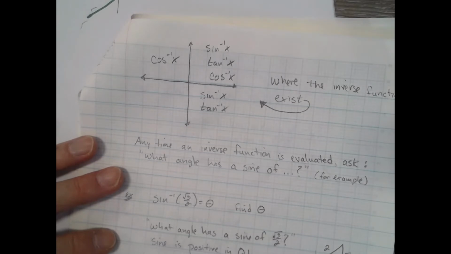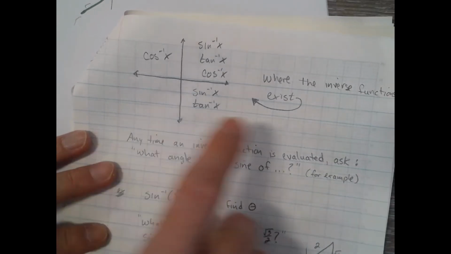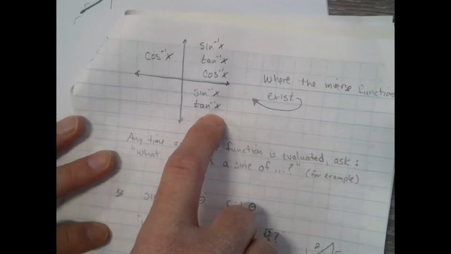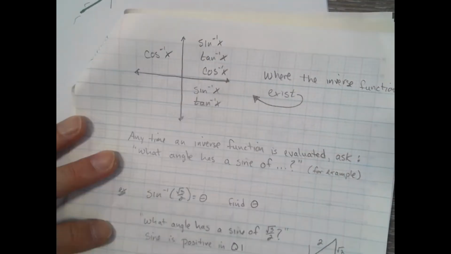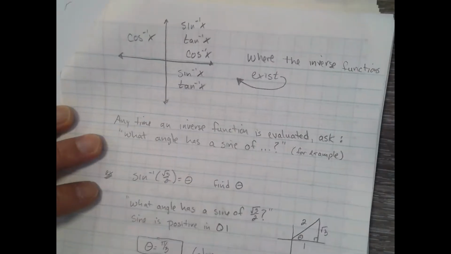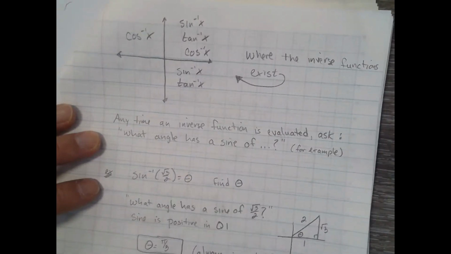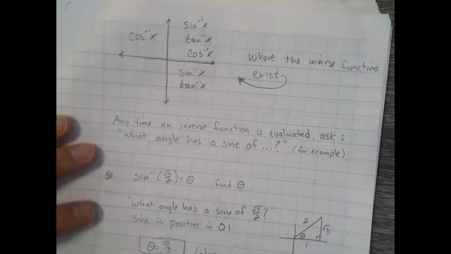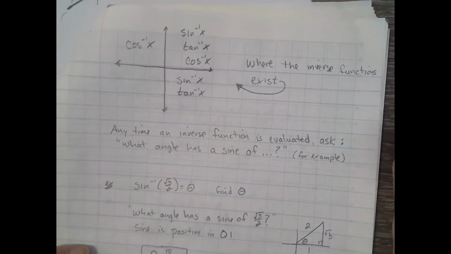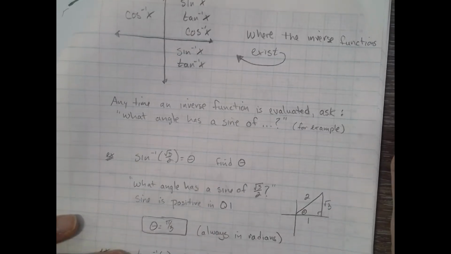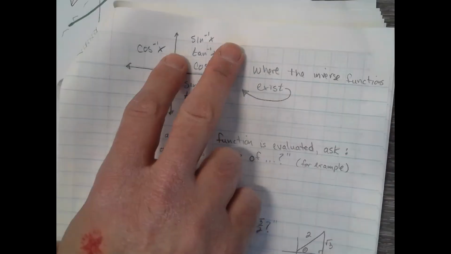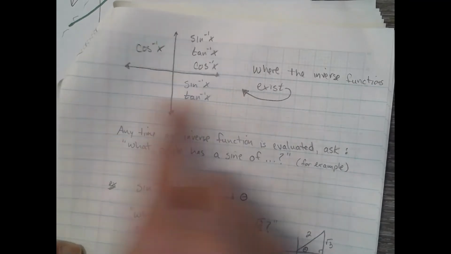So if you have a negative inverse sine, it's going to be down here. Negative inverse tangent down here, and negative inverse cosine, it's going to be in quadrant 2. Okay, that's where those exist. All right. Questions so far? This will become more clear when I do a couple examples, but this is the most important thing so far.